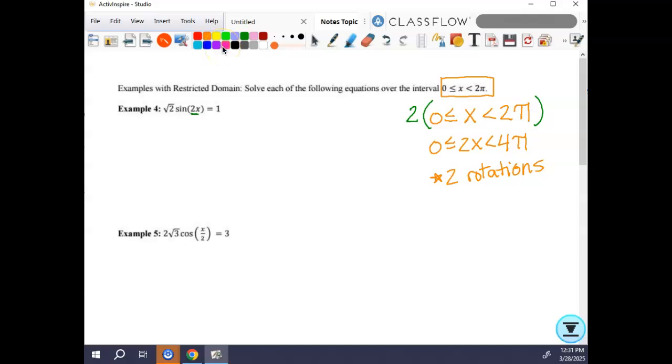All right, so now that I've taken care of that, I know what my interval is. Then I'm going to come back over here and solve this. I'm going to divide both sides by the square root of 2. Those cancel out. That's not normally how I see my numbers, so I need to rationalize the denominator. And that gives me square root of 2 over 2. So that means I have the sine of 2x equals square root of 2 over 2.